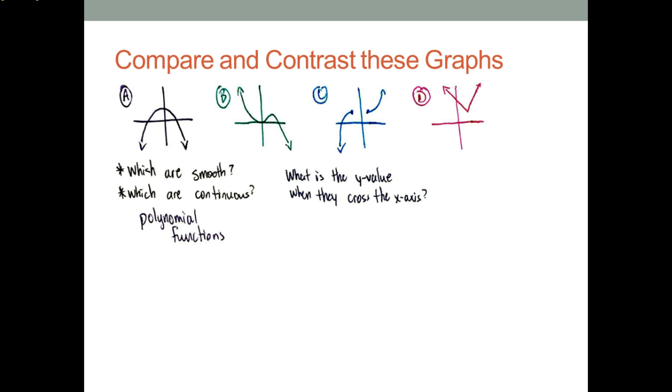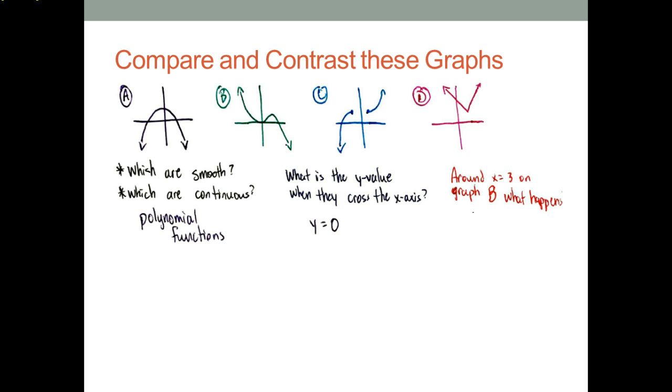Here's another question. What is the y value when these graphs cross the x-axis? So I'm going to look at some points here, right here on these 2 points on graph A, right here on graph B when they cross or touch the x-axis, right here on graph C, and D does not touch the x-axis at all. So the y value when it crosses the x-axis is going to be 0. It has to be 0. For the graph to touch the x-axis or cross the x-axis, the y value must be 0.